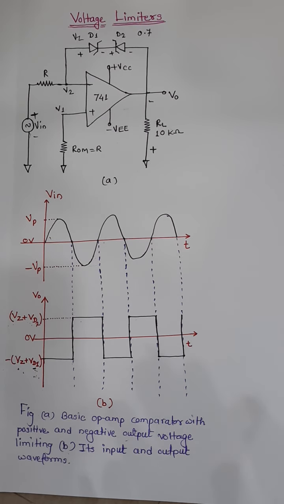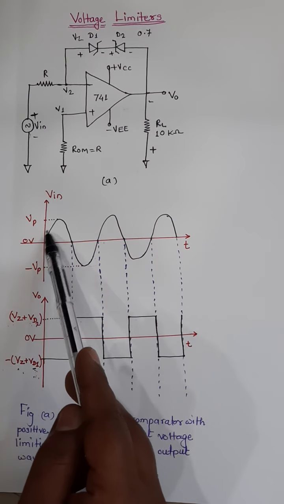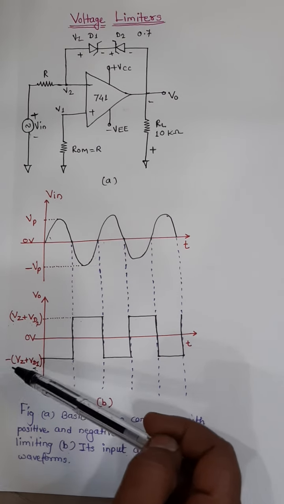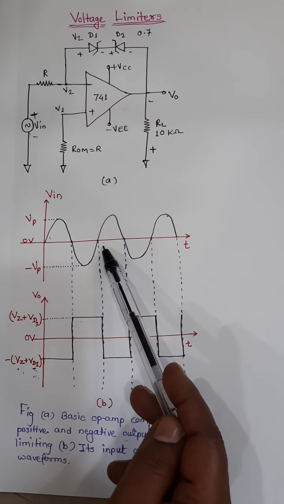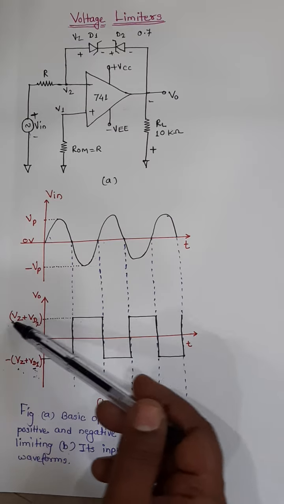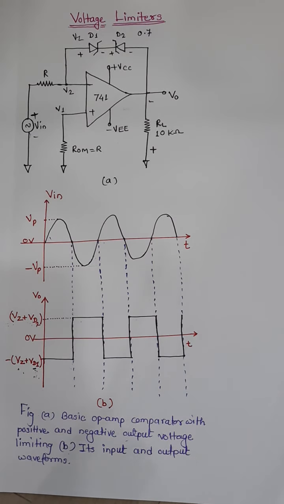So according to the input values, when the input is in the positive direction, we get the output which is minus VZ plus VD1. When the input is increasing in the negative direction, we get the output at plus VZ plus VD2. This is the case where we have controlled, or limited, both the positive and negative output amplitudes.